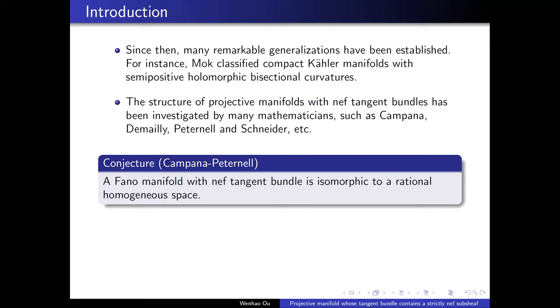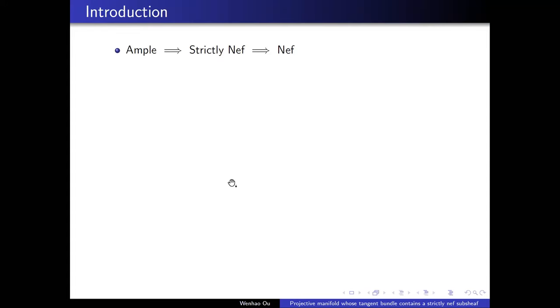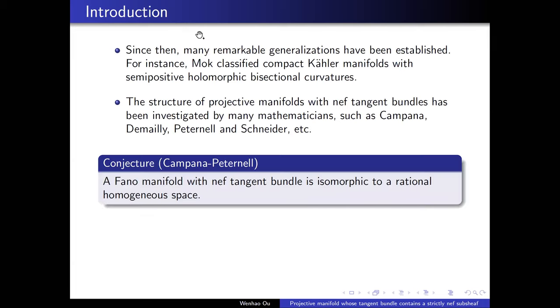Now the remaining problem for projective manifolds with nef tangent bundle is the following conjecture. It says that a Fano manifold with nef tangent bundle is always isomorphic to a rational homogeneous space. This is known as the Campana-Peternell conjecture, and it is still largely open. We remark that in these two problems, if we replace the strictly positive condition by the semi-positive condition, then in particular we allow a trivial bundle as a semi-positive bundle. So abelian varieties are allowed in these classifications.